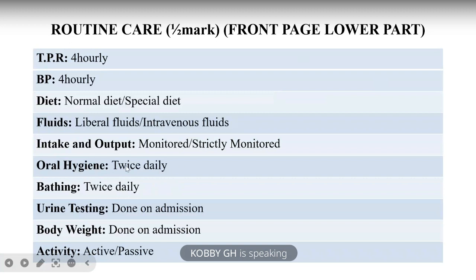The oral hygiene, what do we write there? Twice daily. Bathing twice daily. This is what you are supposed to write, but some people can add certain things, and they are not wrong too. Twice daily with Pepsodent toothbrush and paste. Sometimes people add certain things, but it's not necessary. You can also add it and you are not wrong.